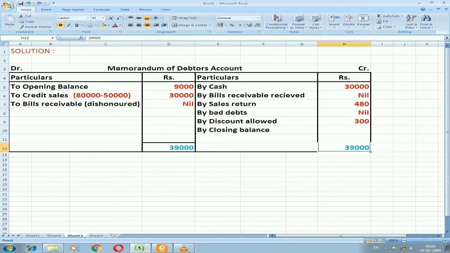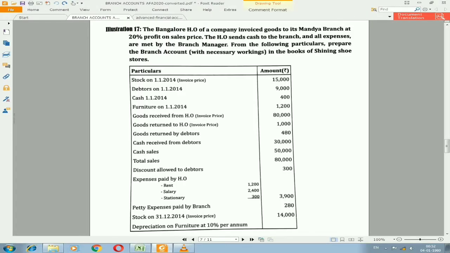So I have done the total. Debit side will be more, credit side same total, and the balancing figure will be 8,220 as closing balance of debtors. We got the missing information, that is closing balance of debtors. Now we need to prepare branch account in the books of head office.